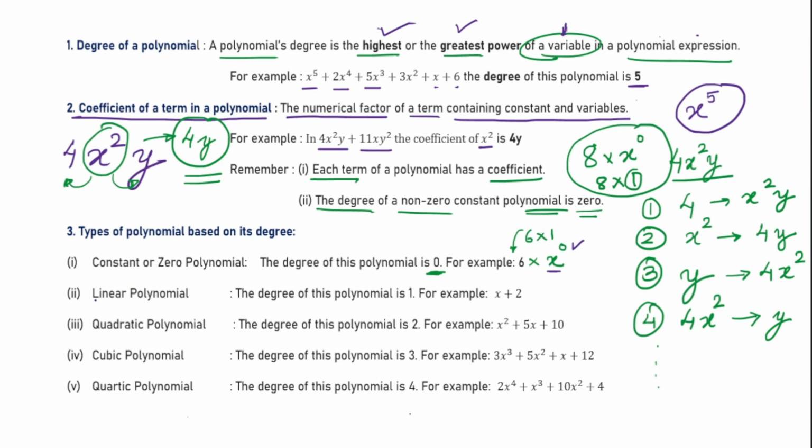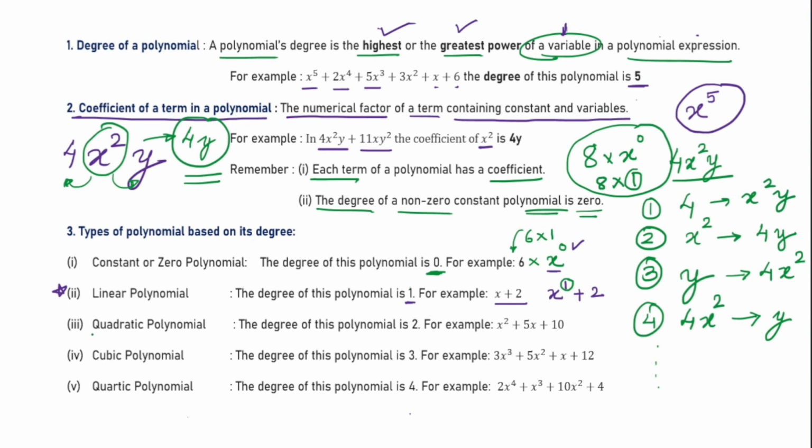Coming to the second and important type of polynomial, a term that we are going to use later in the exercise. A linear polynomial has its degree equal to 1. You can take this example, x plus 2, where x is raised to the power 1, plus 2. You can see here the highest power of variable x is 1. So it is a linear polynomial.